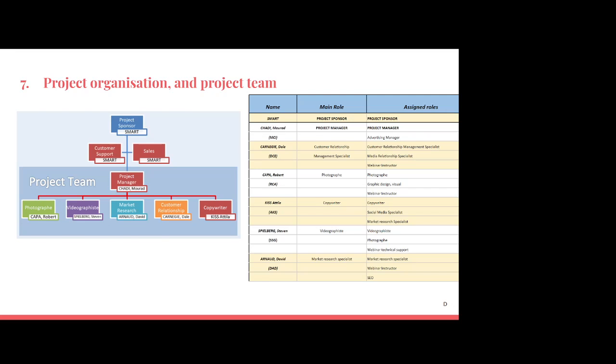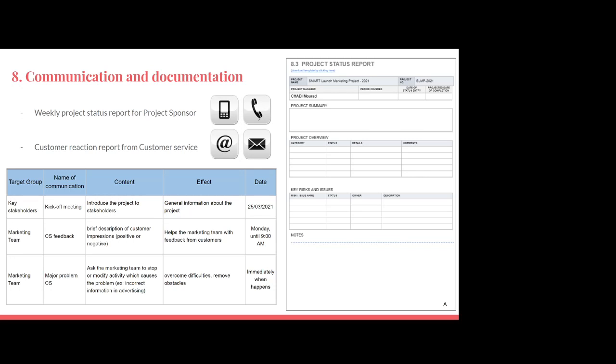So our boss. For the communication and the documentation, we have a weekly project status report for the project sponsor, and we are going to have also the reactions of the customers from the customer service. We created a project status report form that we are going to use for the communication. Of course, in our project document, you can find the detailed plan and just a small part of our communication plan. You can see that for the key stakeholders, we are going to do a kickoff meeting where we introduce the project to the stakeholders, and we will give general information about the project to them.